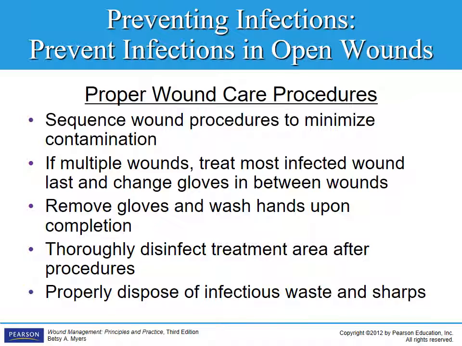Sequence the wound procedures to minimize the contamination. What that means is that, for example, you would do any kind of debridement that you needed to do first. You would first take the old dressing off. You would then clean the wound. You would then do your debridement. You'd then clean the wound again, put any kind of topicals or whatever you need on it, and then put a clean dressing on it.